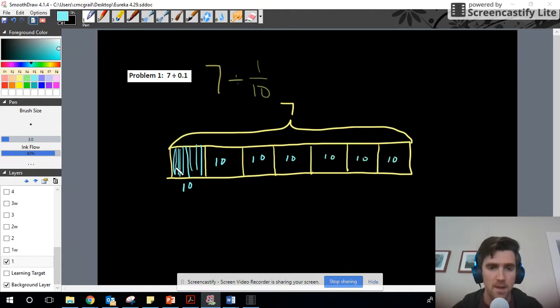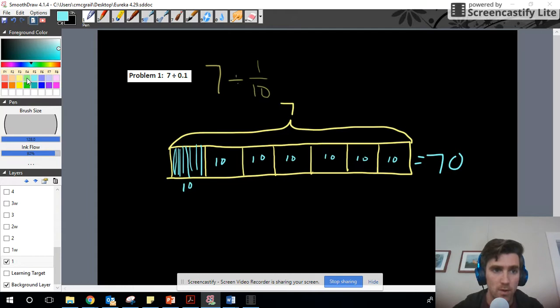So I'm visualizing these are all really thin blue lines because there are 10 tenths here, 10 here, 10 here, 10 here, 10 here, 10 here, and 10 here. When I add these up, 10, 20, 30, 40, 50, 60, 70. Inside of here, there are actually going to be 70 tenths. And so my answer is going to be 70.